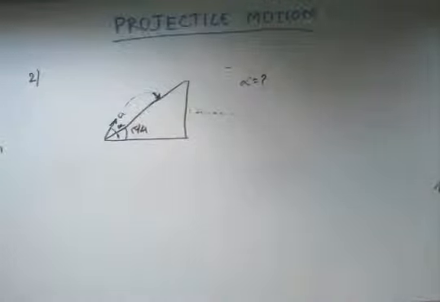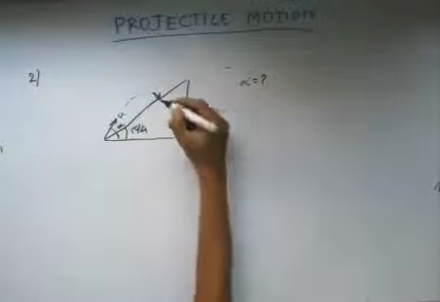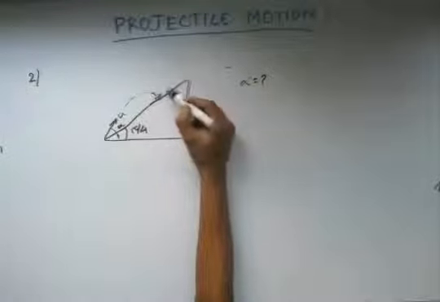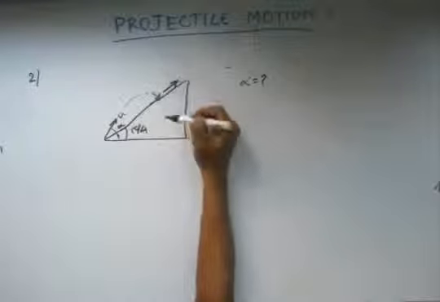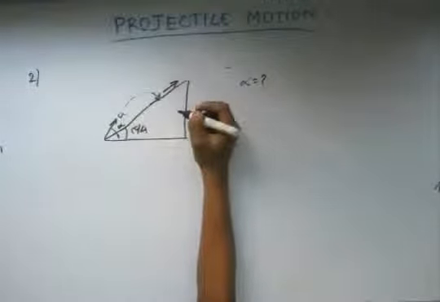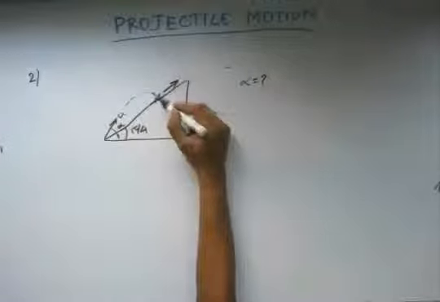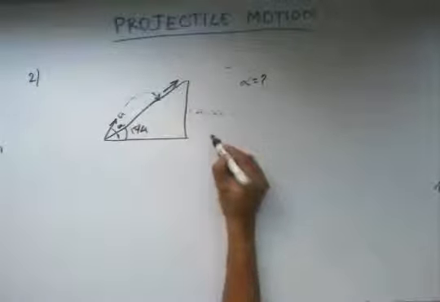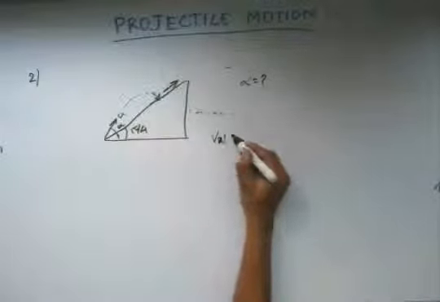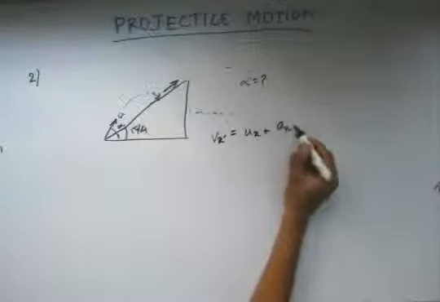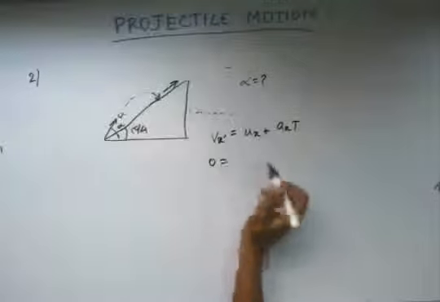Now, how to solve this question? We see that at this point the particle has zero velocity along the incline. So to begin with, let us find the time at which the velocity of the particle along the incline is zero. The velocity along the incline is equal to 0.